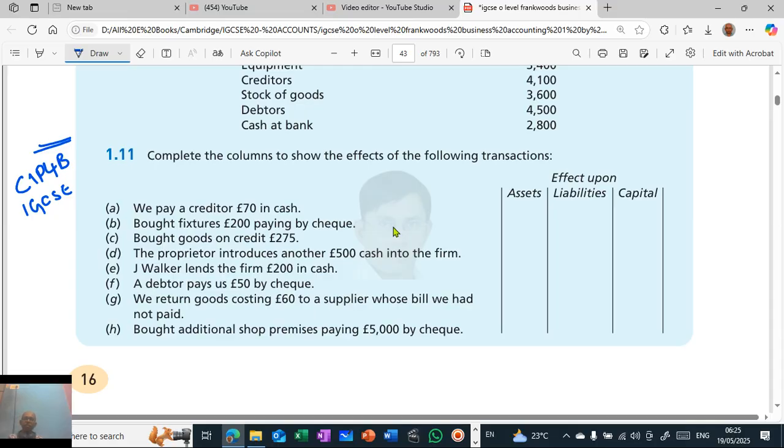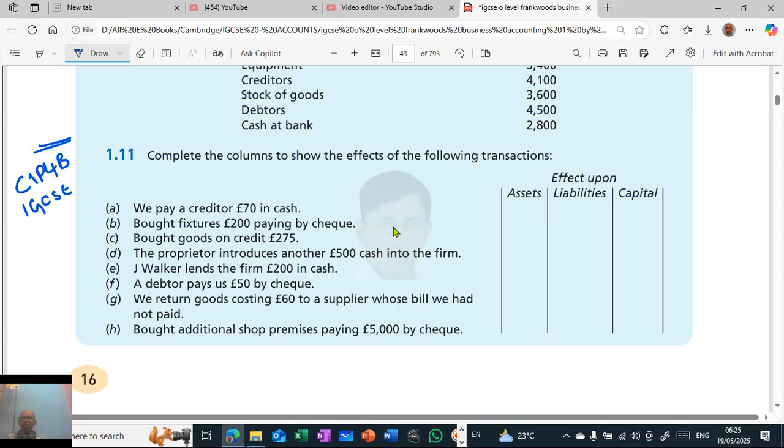Okay, so we had stopped, we had done in the previous class, till here. So we will be starting with this. Complete the columns to show the effect of the following transactions. Basically, this is related to an accounting equation question.